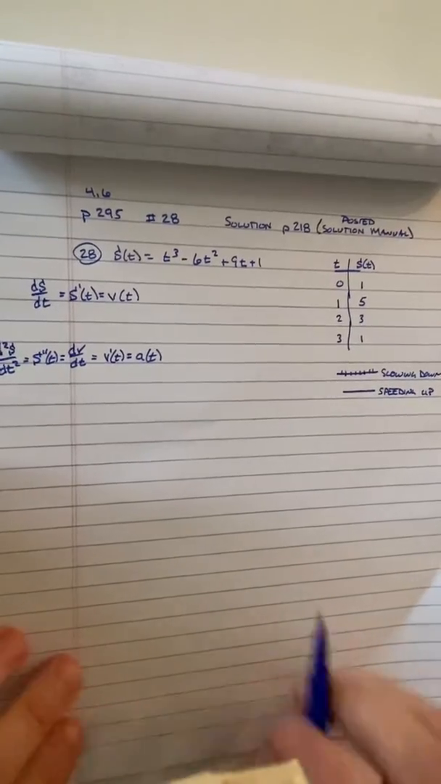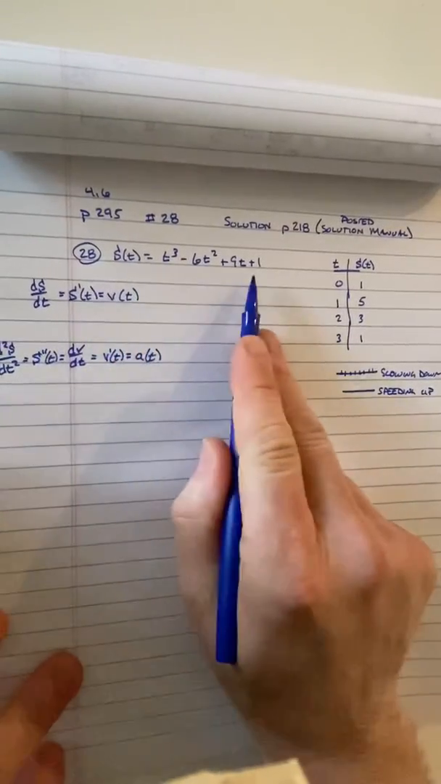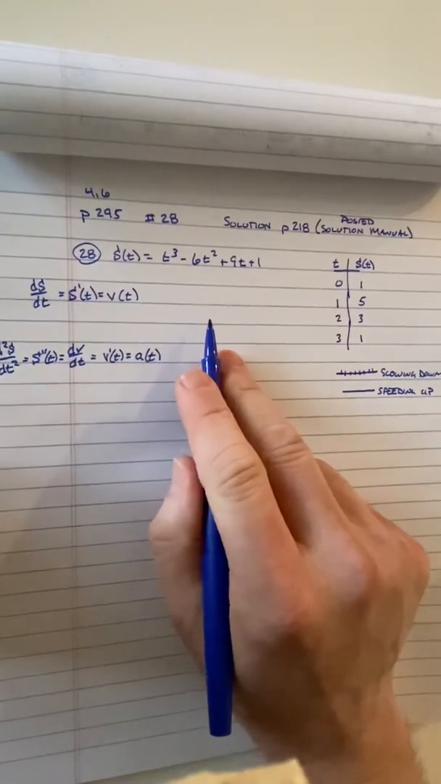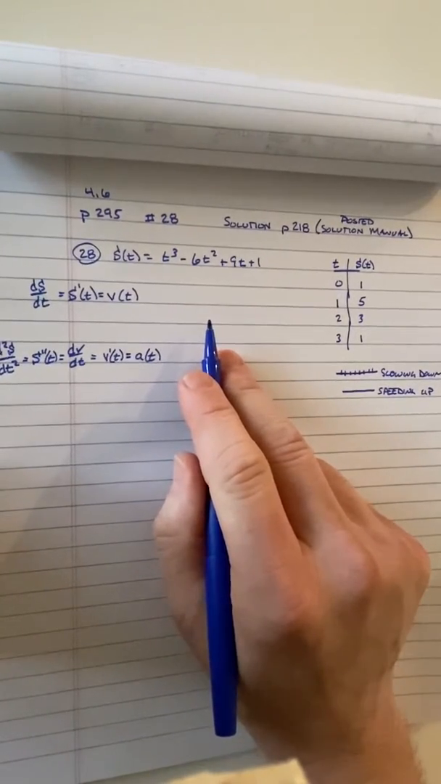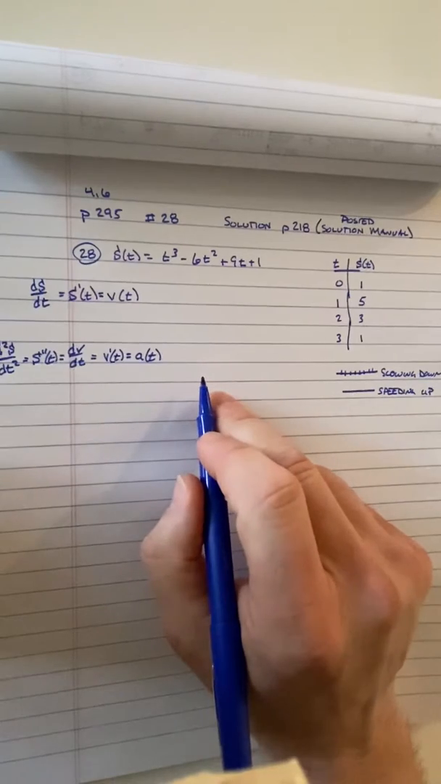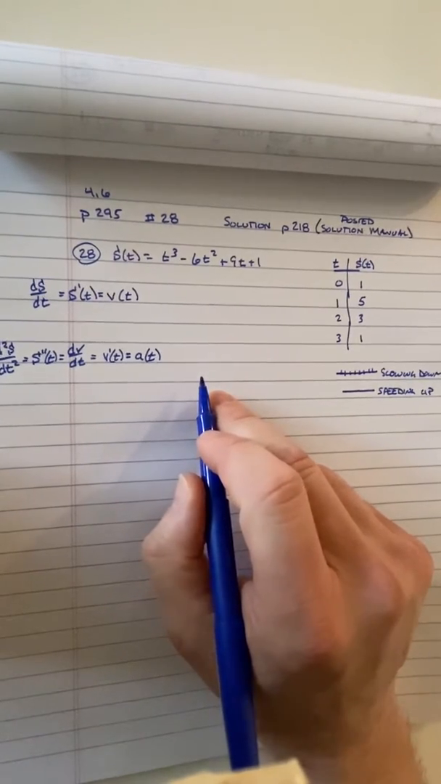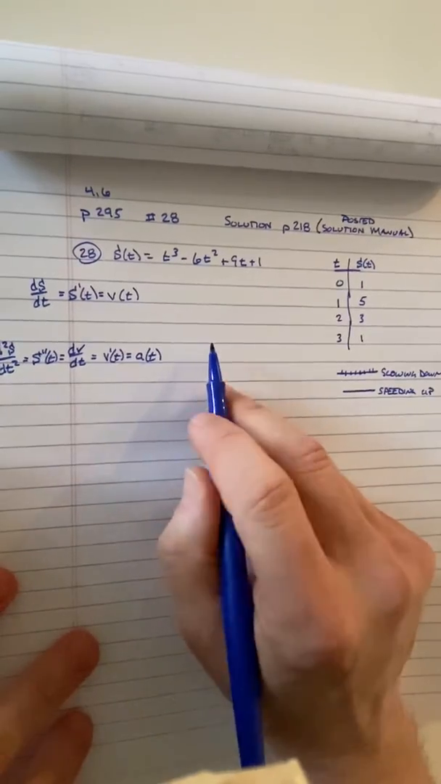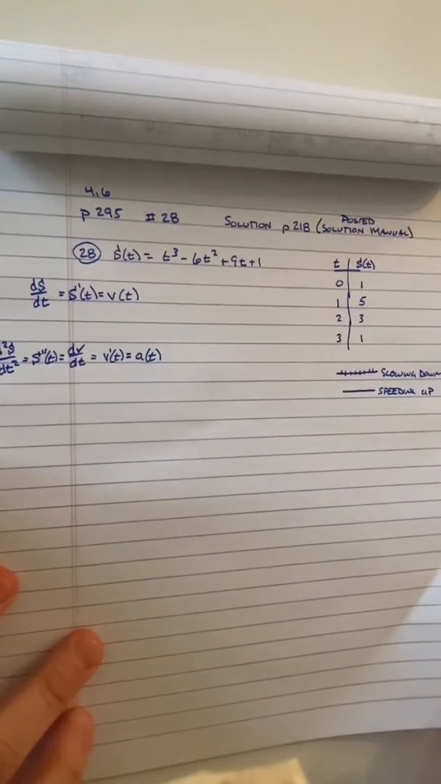All right, here we go. So the first thing is we need to find the velocity. We need to find where this particle is stopped. We need to find the acceleration and determine where it's speeding up, where it's slowing down, and then graphically interpret it with a schematic drawing.